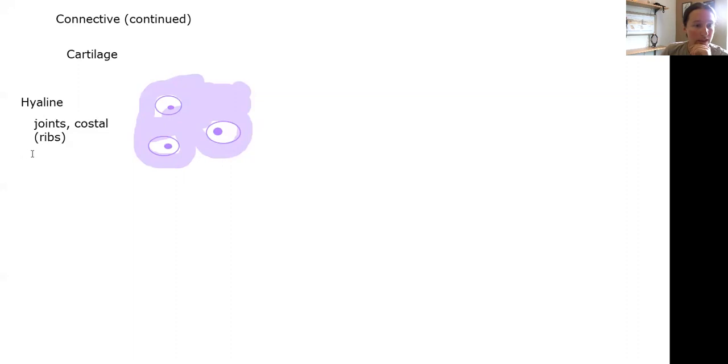You will take a look at hyaline cartilage within the trachea. Okay. Yeah, in the trachea. Okay. All right, the next type of cartilage is the elastic cartilage. And so this looks more or less the same with a couple modifications here.